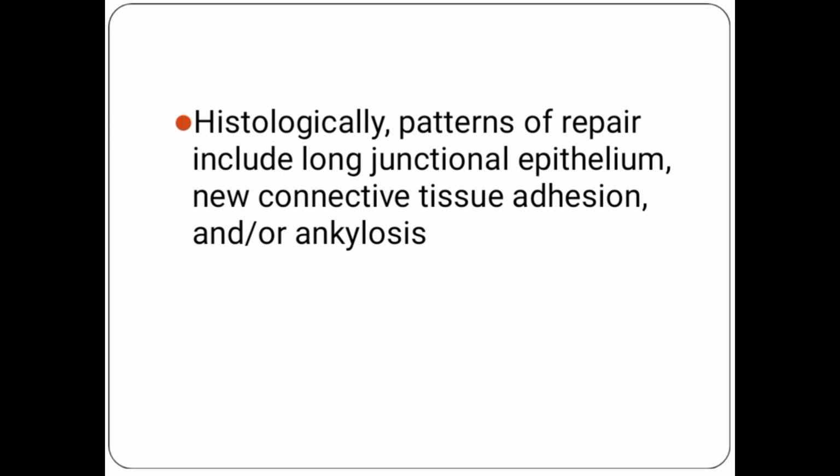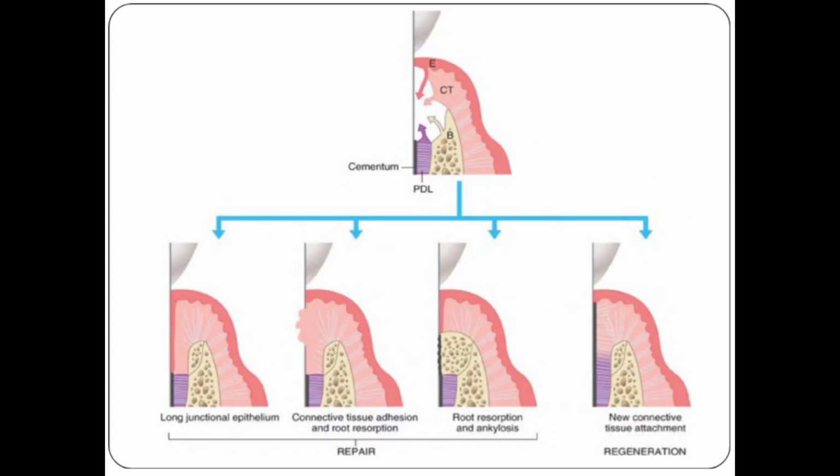Always remember the histological pattern of repair. It includes long junctional epithelium, new connective tissue adhesion, or ankylosis. These three things happen in repair. This is one of the diagrams in which repair is happening. You can see the long junctional epithelium, then connective tissue adhesion, root resorption and ankylosis happening here. But in regeneration there is a whole new connective tissue attachment, as you can see here.